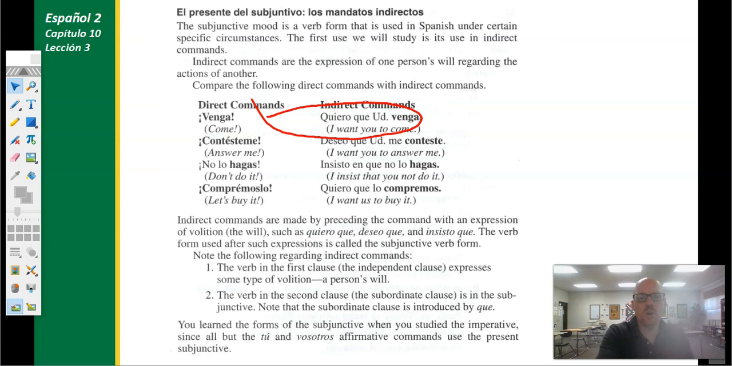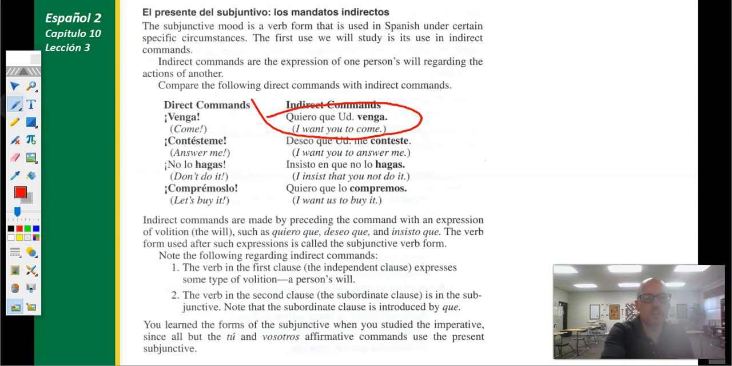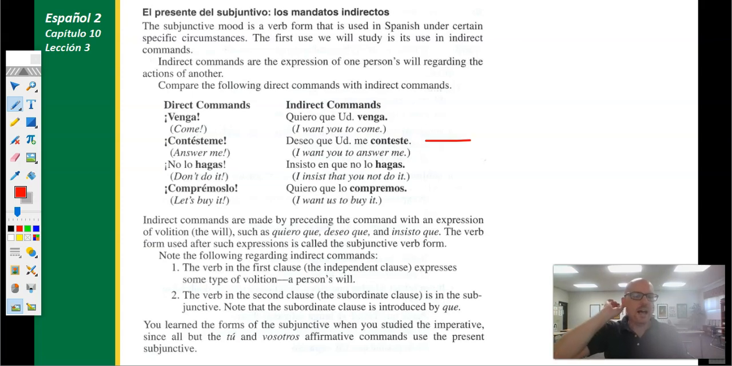This is a strong expression of emotion. Quiero que. It is what I want. So I know that the second clause right here is going to have to be in the subjunctive mood because the first, the independent clause, gave that strong will or emotion. Look at the second one. Deseo que usted me conteste. I desire that you answer me.